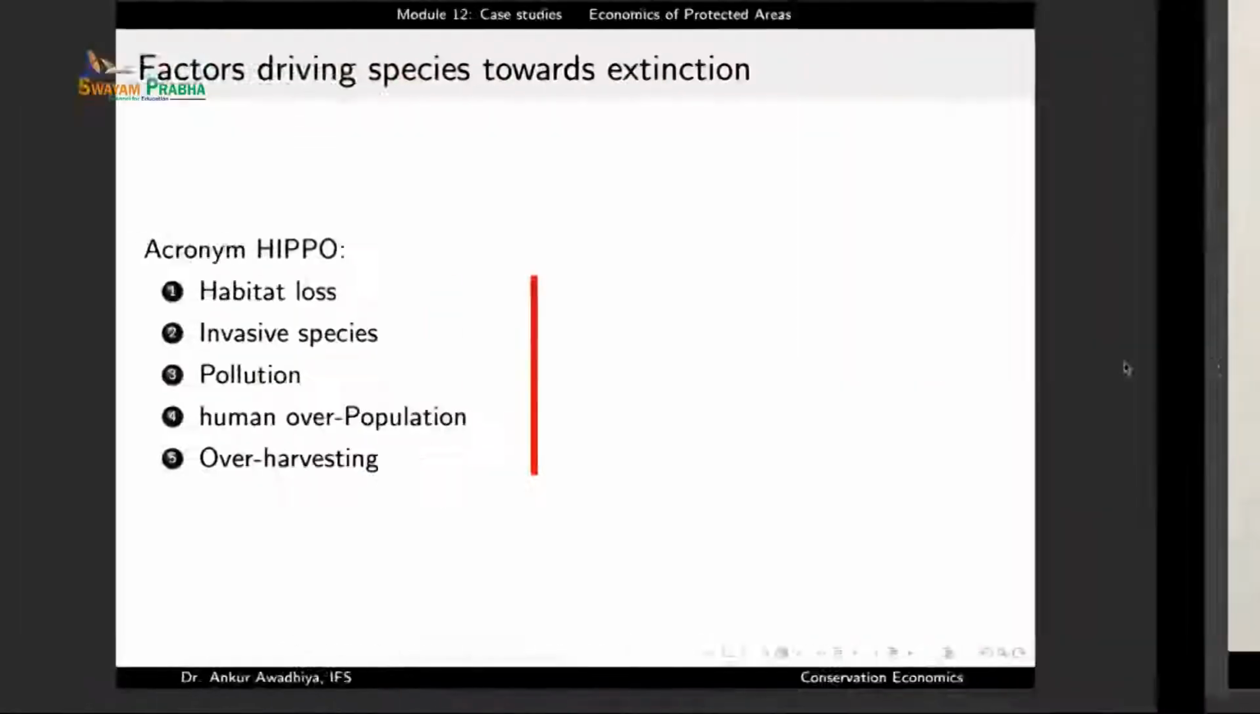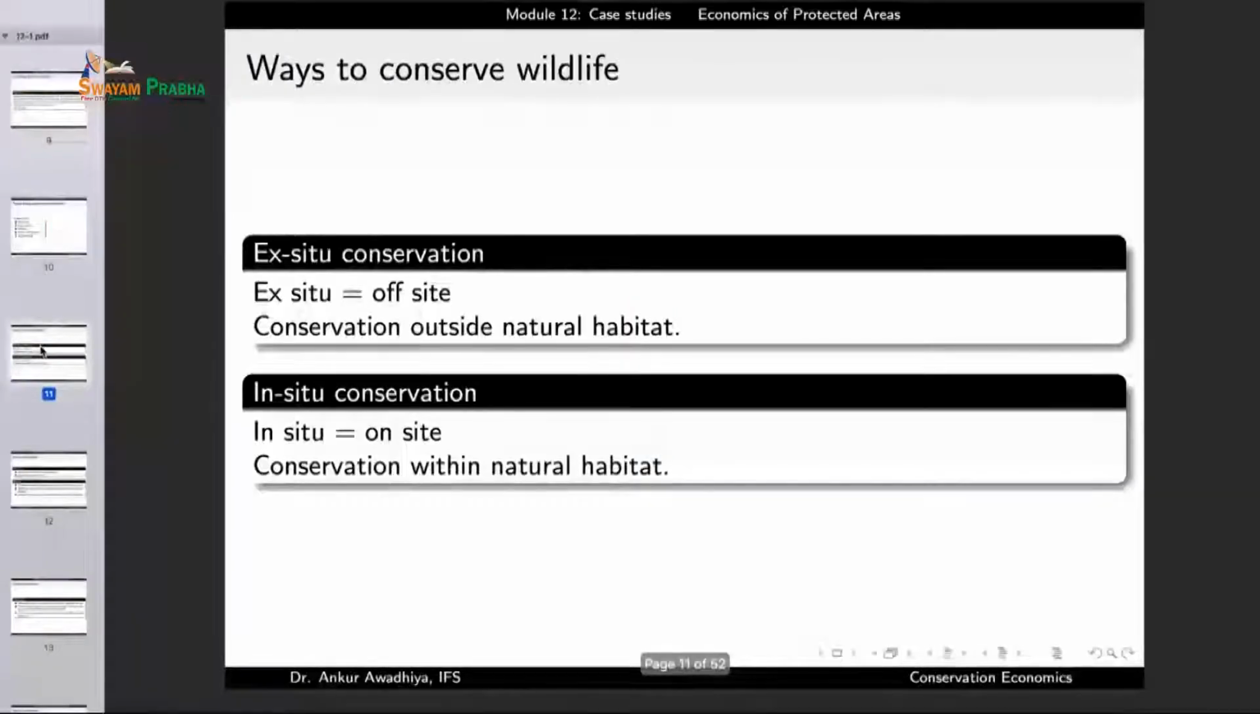The other way is that you can protect these species when they're out there in their natural environment. So that brings us to two modes of conserving wildlife. We can go for ex situ conservation, which is conservation off the site. That is conservation outside the natural habitat, such as in the case of zoos or aquaria. Or we can have in situ conservation, which is conservation on the site, which means conservation done within the natural habitat, such as a national park.